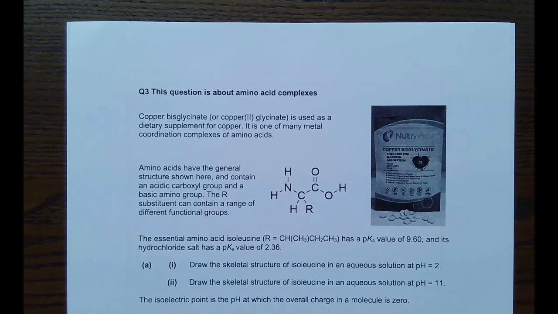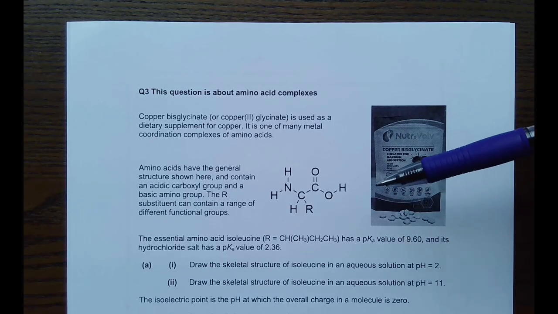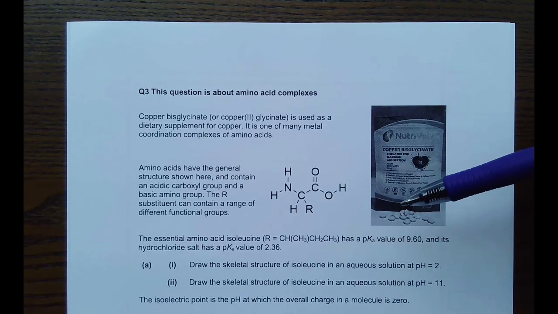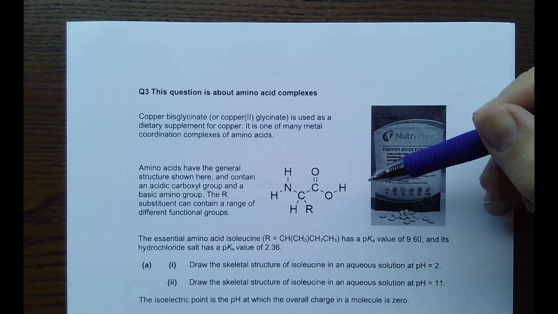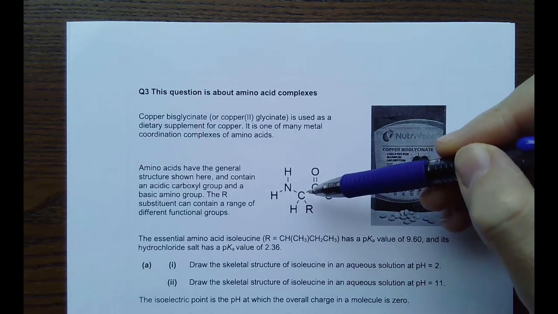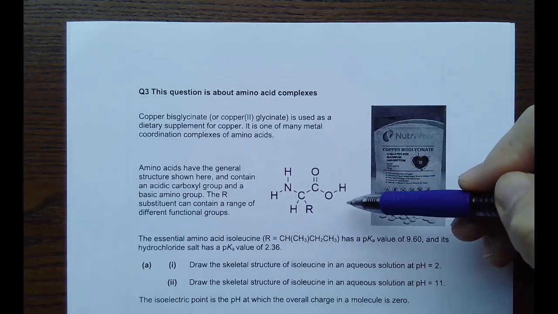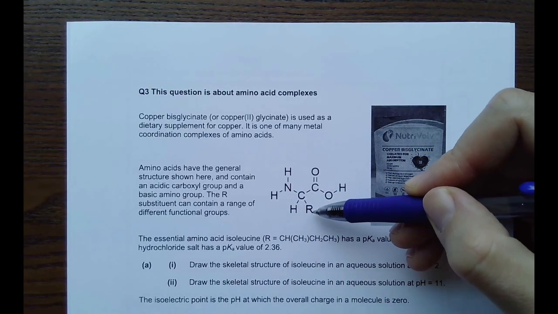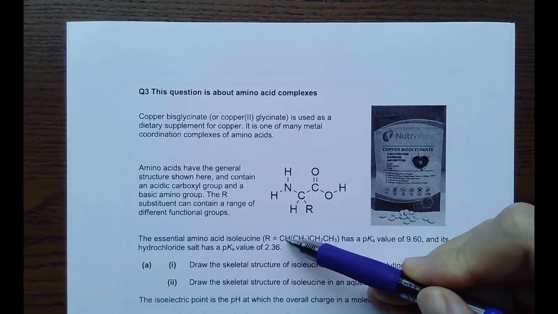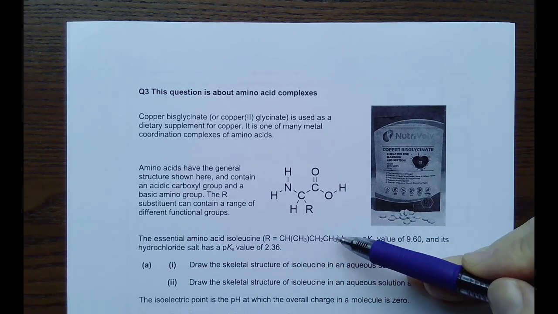2023 question number 3. So this question starts off with a little bit about amino acids. Now, it's useful to have, and you should have really, a basic familiarity with the concept of amino acids. So this is the generalized form of amino acid. The thing that changes for different amino acids is the R group, and we're talking about isoleucine, where the R group is this hydrocarbon chain.